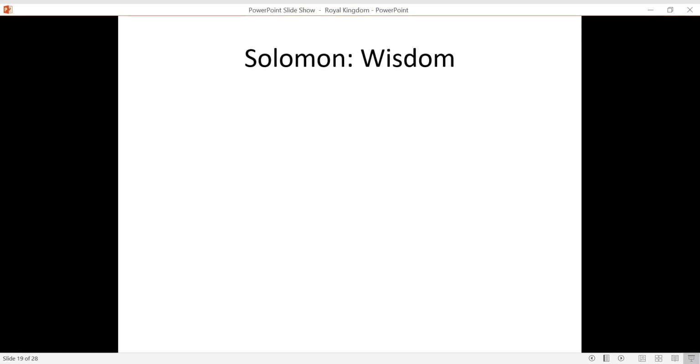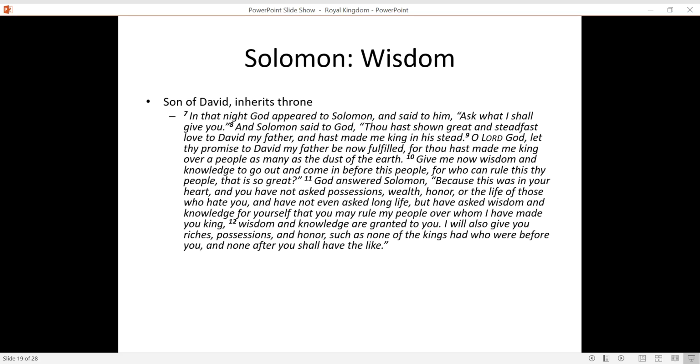All right, let's look at Solomon's wisdom as another secondary feature. The son of David will inherit the throne. And so the son of David will be King Solomon. And there's a whole bunch of stories that we have to skip over, but we're getting to this moment where God meets Solomon and essentially asks Solomon, ask for anything. And Solomon says in verse 10, give me now wisdom and knowledge to go out and come in before this people. For who can rule this, thy people, that is so great?